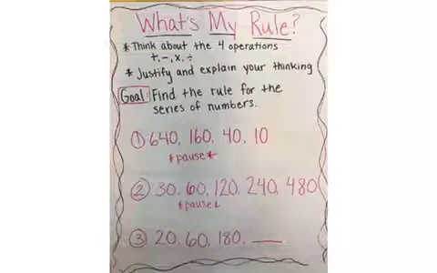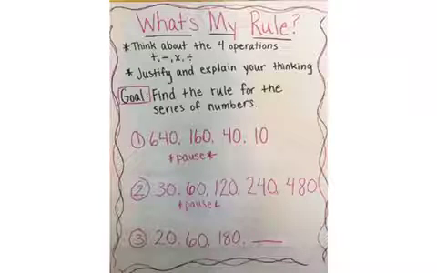Welcome back. On your paper, you should have written your justify and explaining for each of these three number series. So for example, from 640 to 160, if I were to show somebody this piece of paper, they would be able to see what this pattern is because I showed it with the operation that I needed to use for this rule. Now, let's talk about each of these number series.